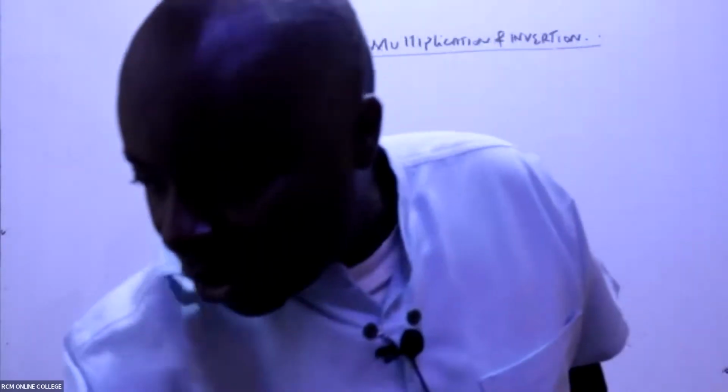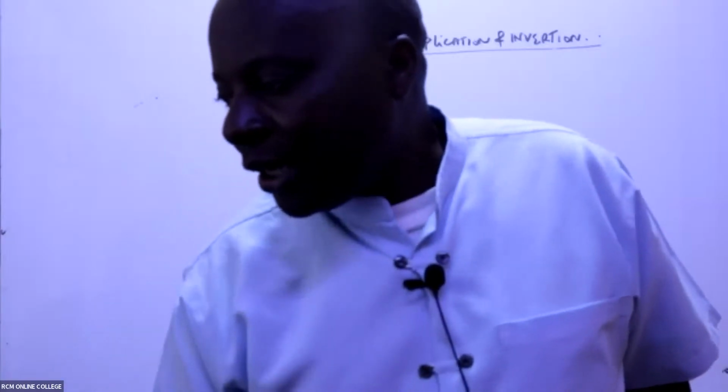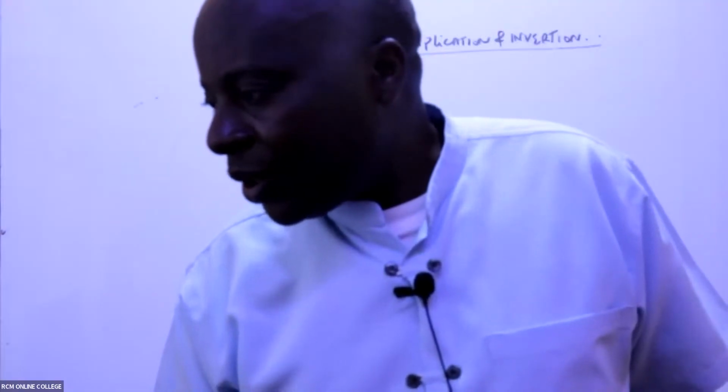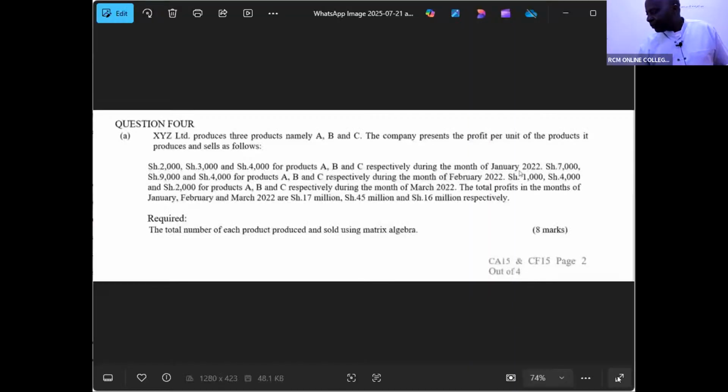This is the question that I would want us to do, and I'm sharing my screen. For those of you who have done KNEC exams just the other day, you must be able to remember this question. Yeah, this is the question that we are doing here. I hope you're able to see it. You're told XYZ Limited produces 3 products, namely A, B, and C.